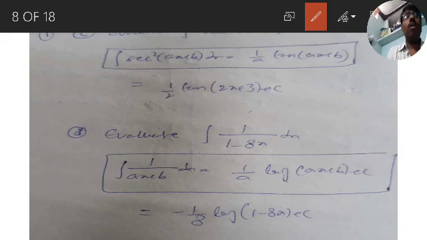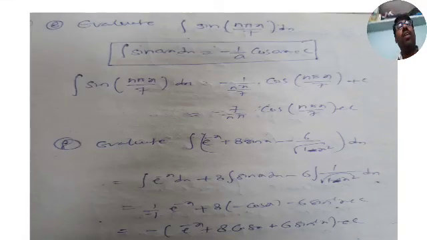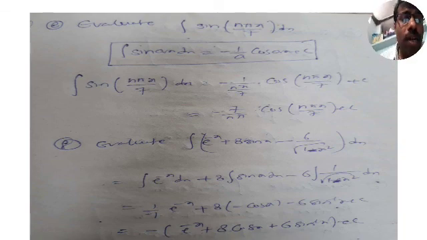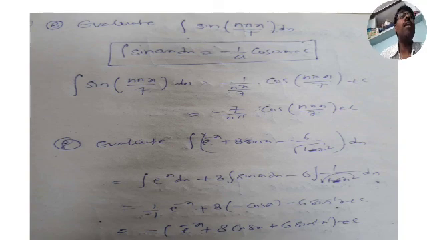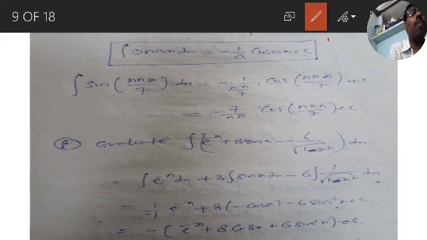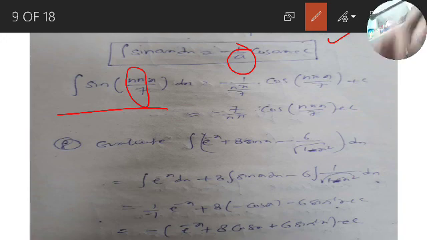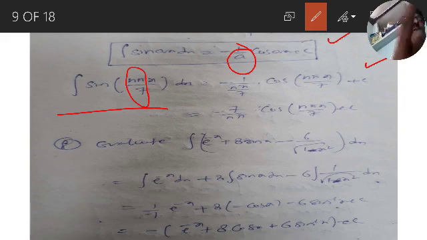So let us do more like this. Evaluate integration of sin (n pi x by 7) into dx. Sin x integration is minus cos x, so sin ax integration is minus 1 by a into cos ax. Now for sin of (n pi x by 7), what is the x coefficient? The x coefficient is n pi by 7. So what is the answer? Minus 1 by (n pi by 7) cos of (n pi x by 7) plus c. Simplified, it is minus 7 by n pi cos of (n pi x by 7) plus c. Are you getting?